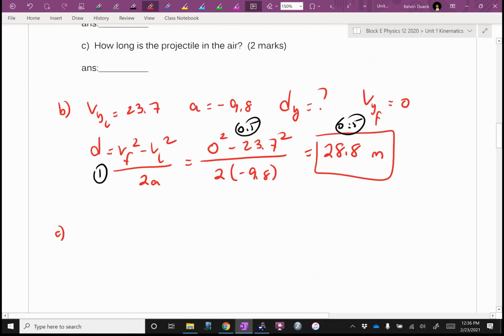C, how long is the projectile in the air for? One way to do this would be to find time to top, because VY final is 0, and double it. I'm going to get there in 1 step. So T equals question mark. I know VY initial is 23.7. I know AY is negative 9.8. I know VY final, it's negative 23.7.